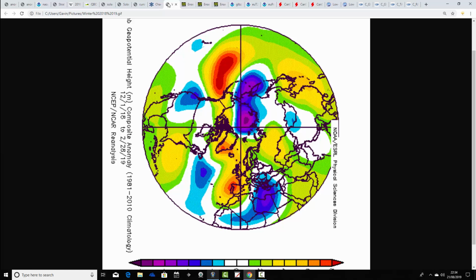This is the reanalysis chart for the winter of 2018-2019. Last winter, it's a very odd winter pattern, really, because it had a strong northern blocking signal with high pressure centred towards Greenland, but at the same time, it also had a strong area of high pressure around Spain. And so, despite the northern blocking, it's actually quite a mild winter and a pretty dry winter as well.